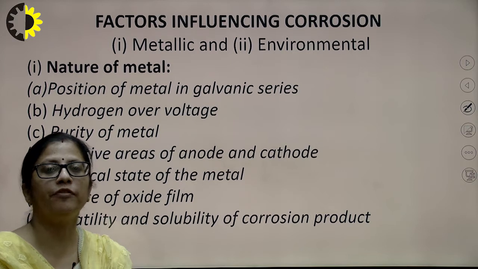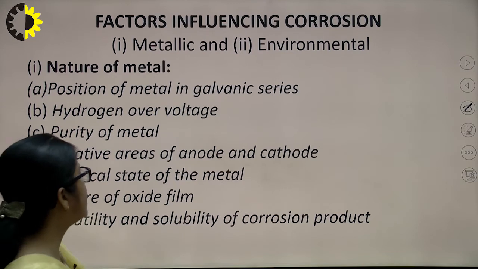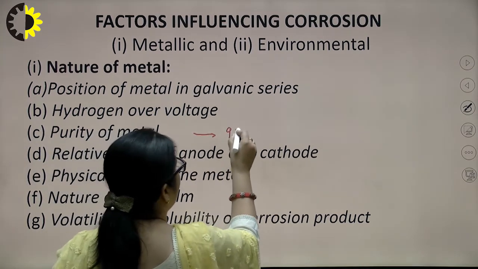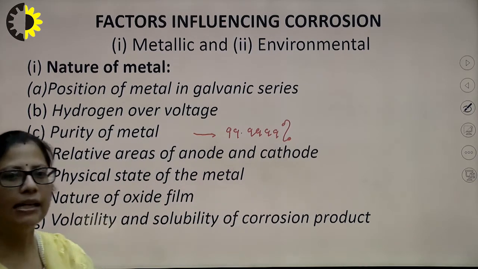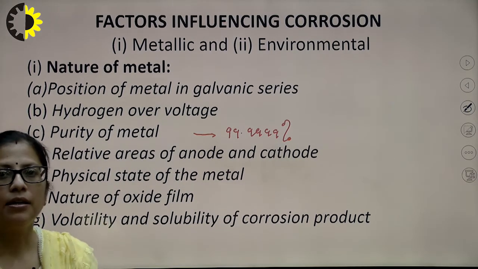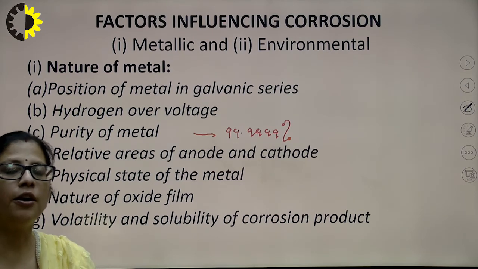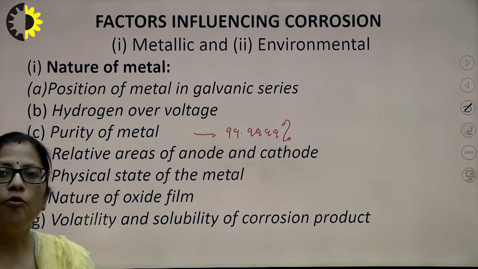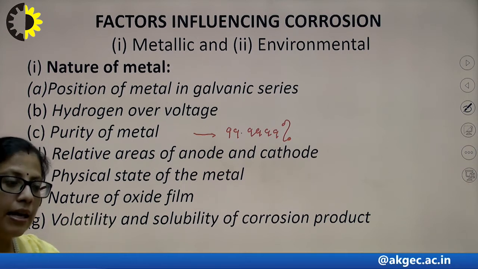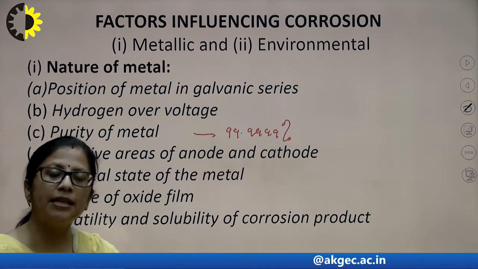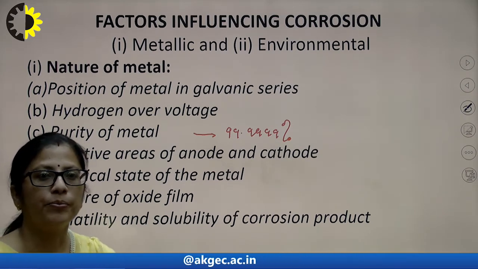Next is the purity of the metal. If you are using a pure metal, around 6N, which is of the order of 99.9999% purity, since there are very few chances of forming a galvanic cell, it will not undergo corrosion over a long period of time. But if your metal is impure, then we are keeping two metals side by side in the same mixture, so there is a tendency for the metal to undergo corrosion.